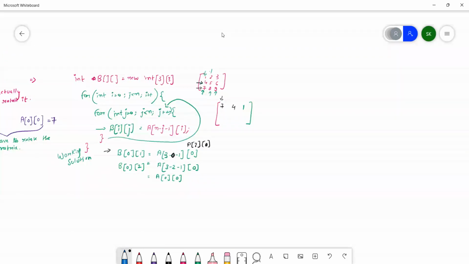Actually, I'm not able to see any of your messages if you are messaging.